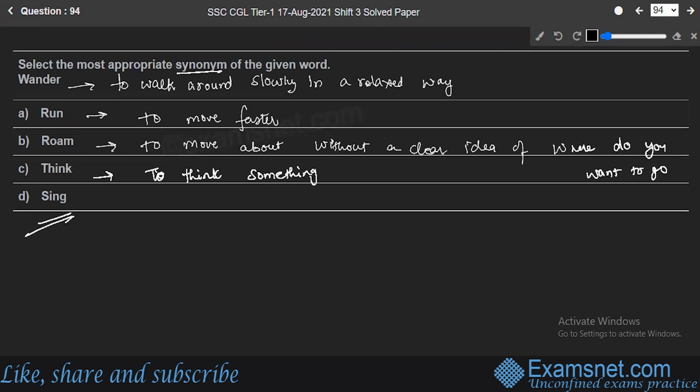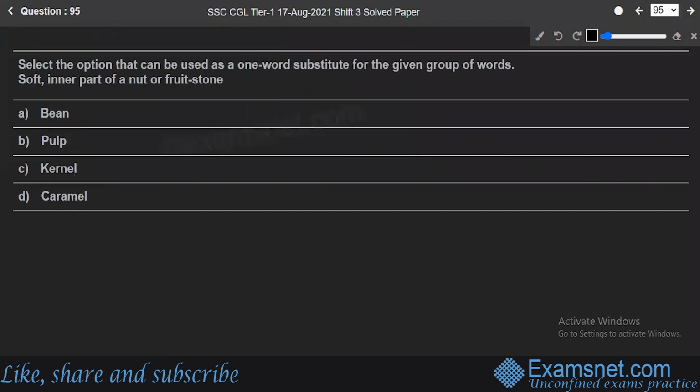Well, you have to find out the synonym of the given word wander. That is, of course, roam. Roam and wander have similar meanings, because wandering is when you're moving around slowly, here and there, and roaming also means almost the same. So option B is the correct answer to our question. Let's move to the next question, question number 95.